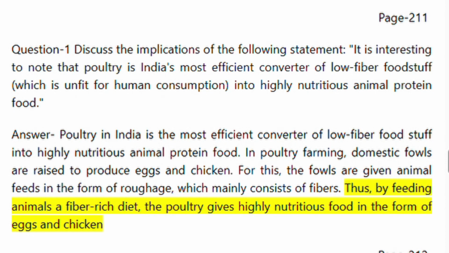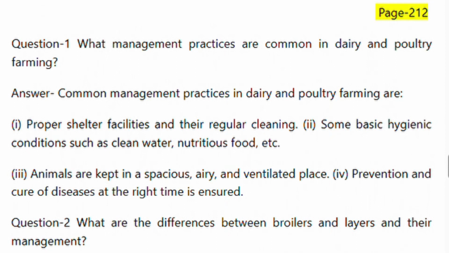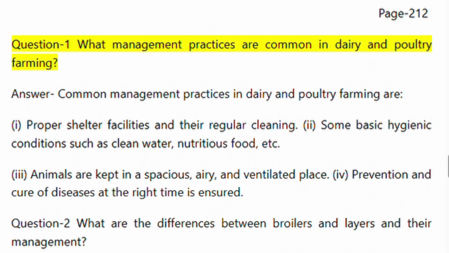Thus, by feeding animals a fiber-rich diet, the poultry gives highly nutritious food in the form of eggs and chicken. Page 212. Question 1. What management practices are common in dairy and poultry farming?